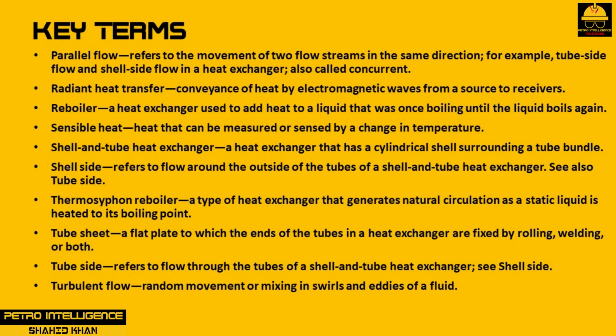Shell and tube heat exchanger is a heat exchanger that has a cylindrical shell surrounding a tube bundle. Shell side refers to flow around the outside of the tubes of a shell and tube heat exchanger. Thermosiphon reboiler is a type of heat exchanger that generates natural circulation as a static liquid is heated to its boiling point. Tube sheet is a flat plate to which the ends of the tubes in a heat exchanger are fixed by rolling, welding, or both. Tube side refers to flow through the tubes of a shell and tube heat exchanger. Turbulent flow is random movement or mixing in swirls and eddies of a fluid.